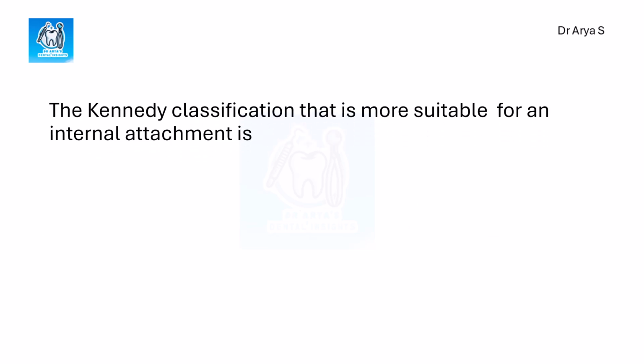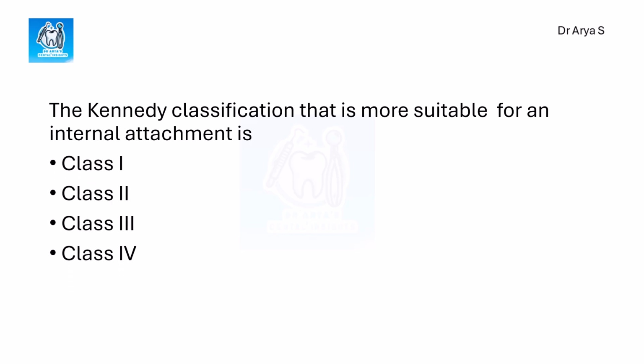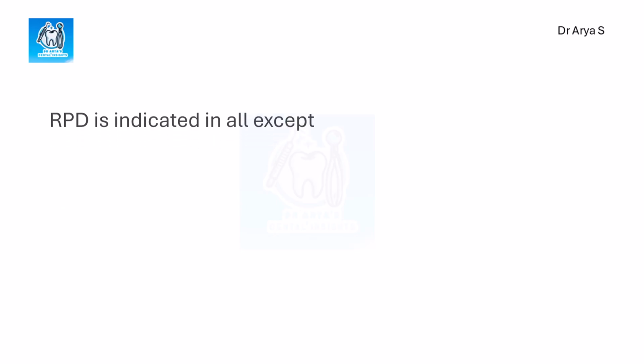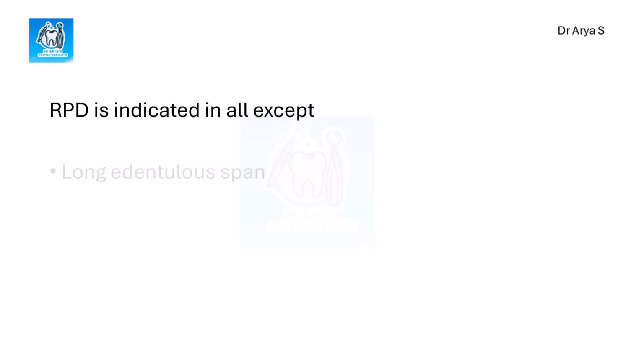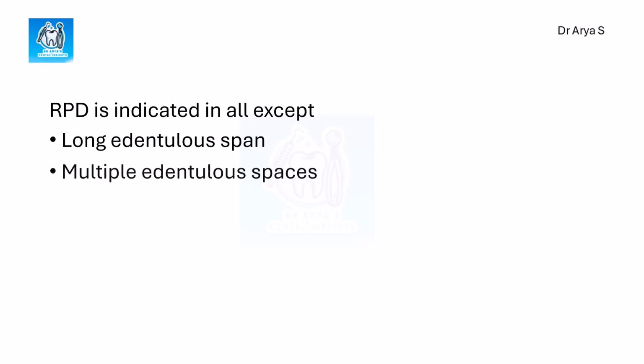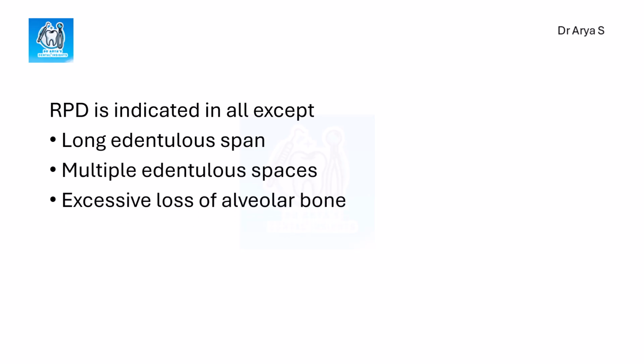Then Kennedy classification which is more suitable for an internal attachment is class 1, 2, 3 or 4. So the answer is class 3. So class 3 is more suitable for an internal attachment. RPD is indicated in all except long edentulous span, multiple edentulous spaces, excessive loss of alveolar bone, or distal abutment. So here the answer is multiple edentulous spaces.